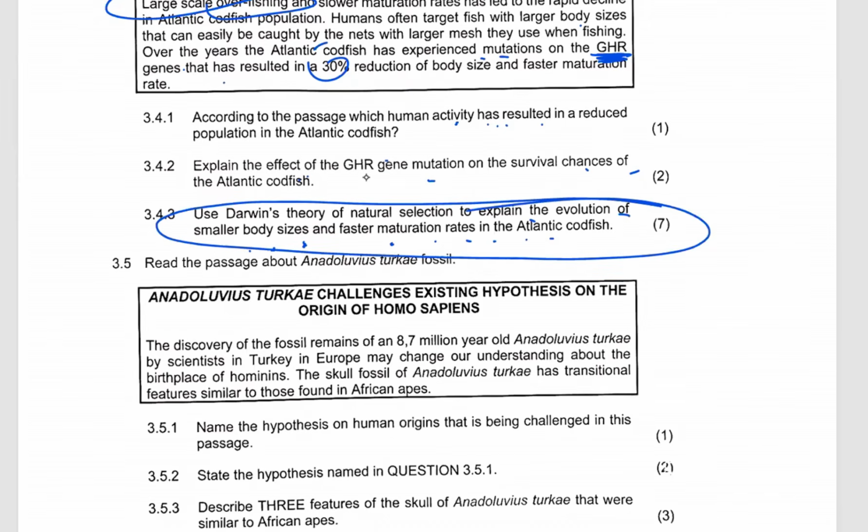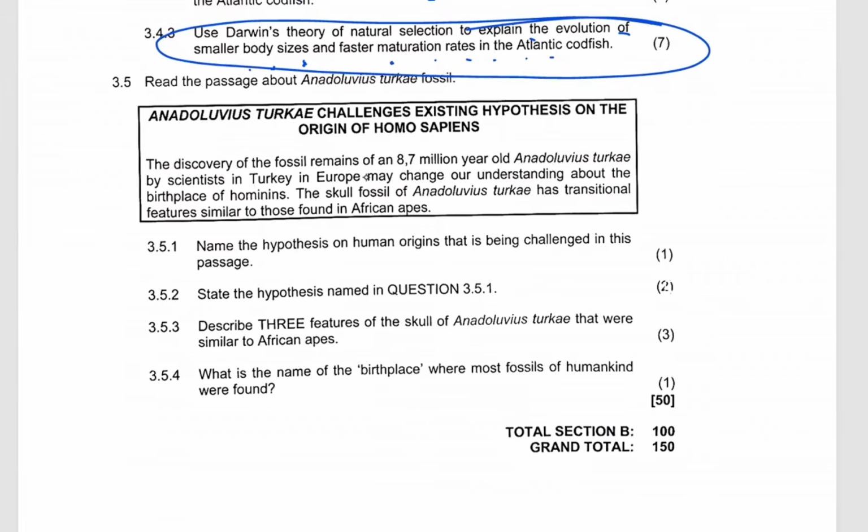Please don't confuse this natural selection with speciation, because in most cases students confuse this and end up losing marks. Then the next passage: discovery of fossil remains of 87 million years, scientists in Europe found that this fossil has transitional features similar to those of Africa.